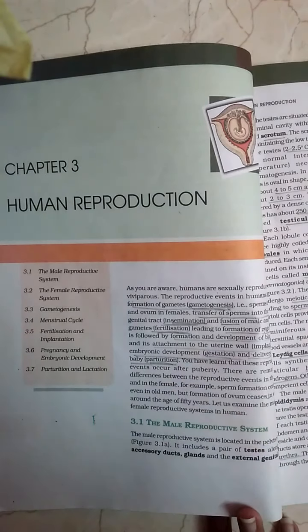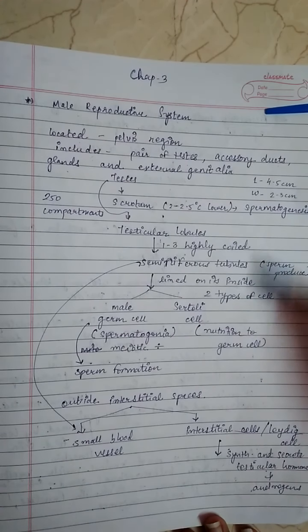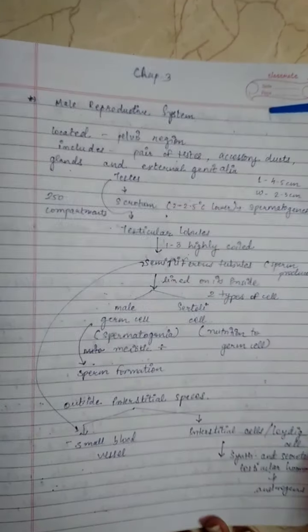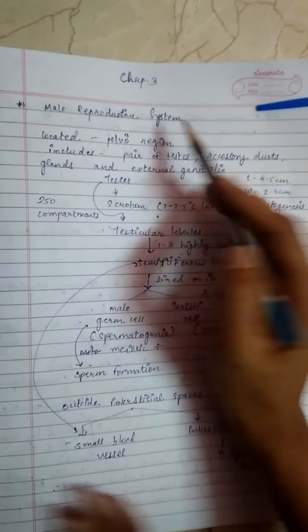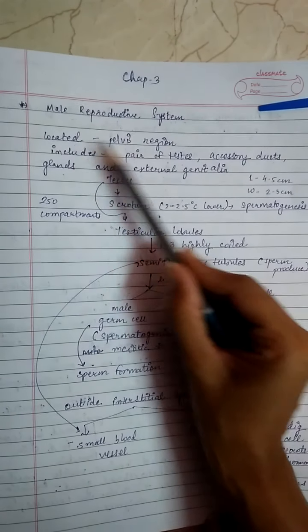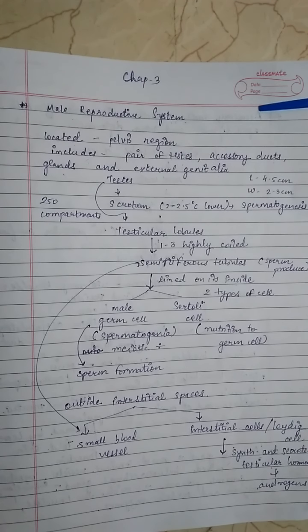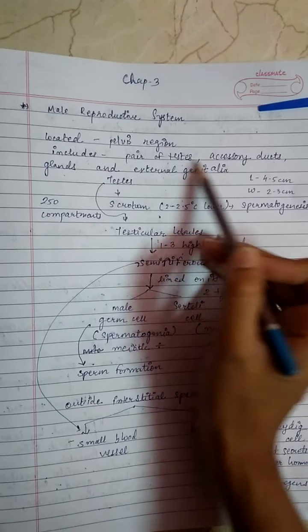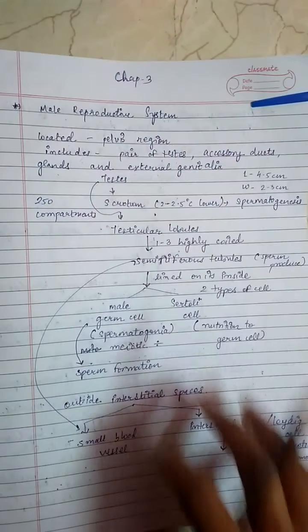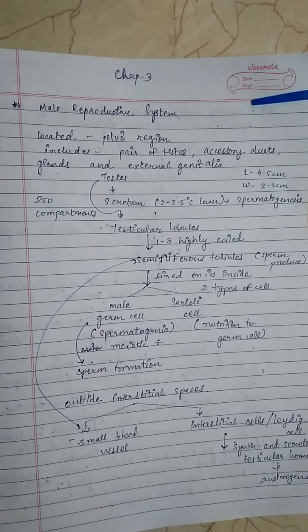Now we will start the topic, the male reproductive system. These are the short forms which I have written about some main important points of the male reproductive system. I will tell you about it and you just need to read these small topics. First of all, the male reproductive system is located in the pelvic region. It includes testes along with accessory ducts, glands and external genitalia. This is the short way I have written its location and what it includes. So you need to memorize this whole flow chart and write it in your own words.